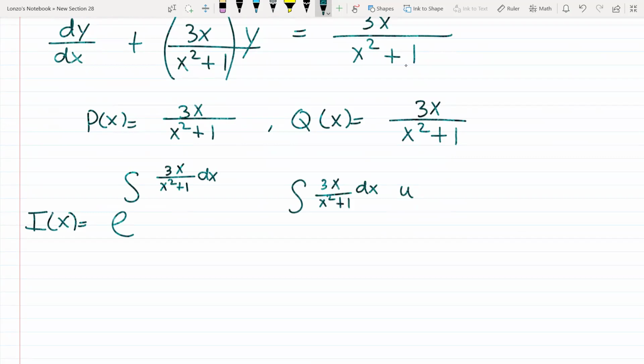You would do u substitution. So my u would be x squared plus 1, and then my du would be 2x dx. Then what I would do here is, you see this 3? It's a constant, take it out.